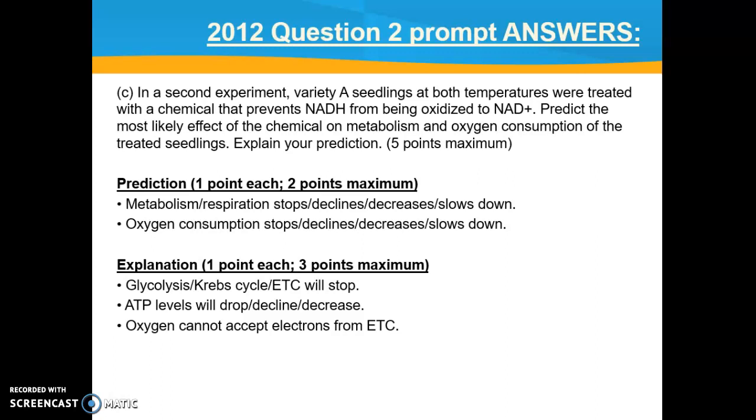So if we are not able to have NADH, we're basically going to see no cellular respiration or no metabolism. So the first point would be the prediction. What would happen? And then the second part is the explanation, why? And that's basically what we just said. Okay, so why would that not happen?